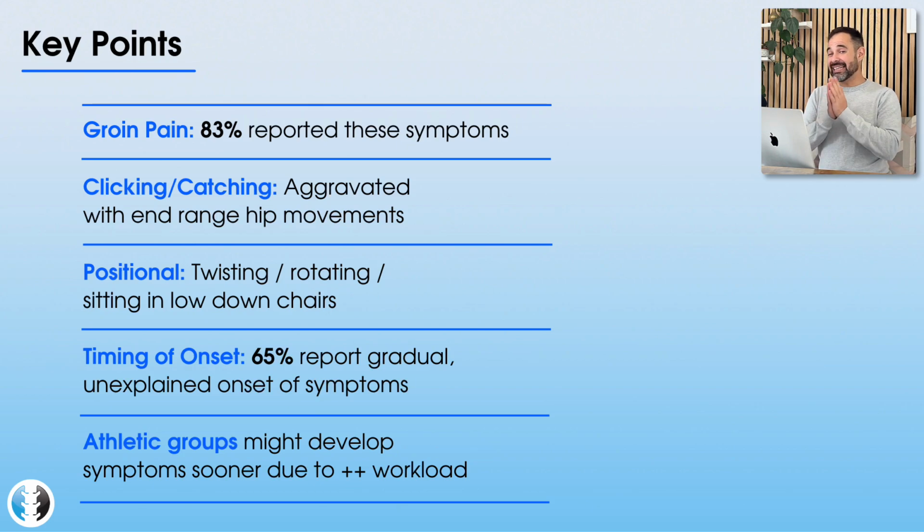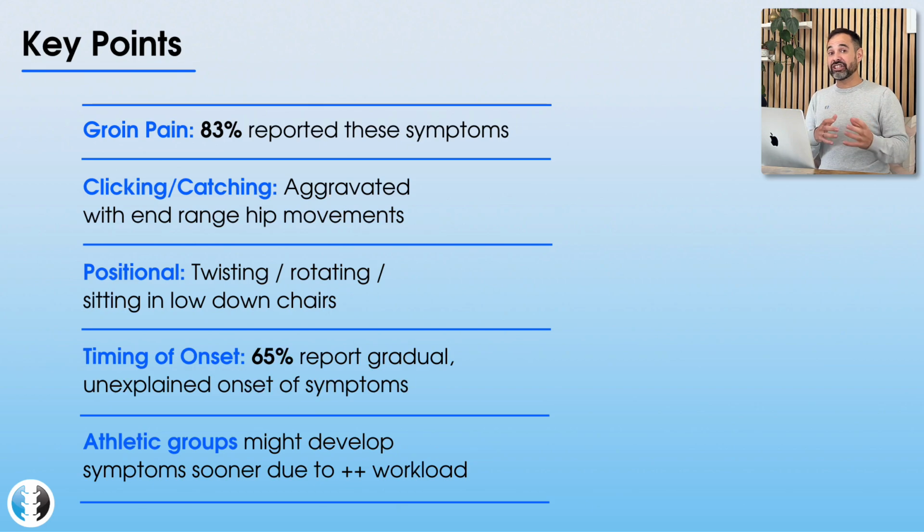Next, the timing of onset. This patient said that they did not have a sudden trauma that brought on their symptoms, but instead it came on gradually over a 4 to 5 month period. And we find this is consistent with FAI because 65% of FAI patients report a gradual, unexplained onset of their symptoms. Often it can just be the fact that they've been doing more sports than usual, or they've been doing high intensity, or it could just be that they've been doing it for many years and these symptoms have been in the background, but then have recently got aggravated and worsened over time.